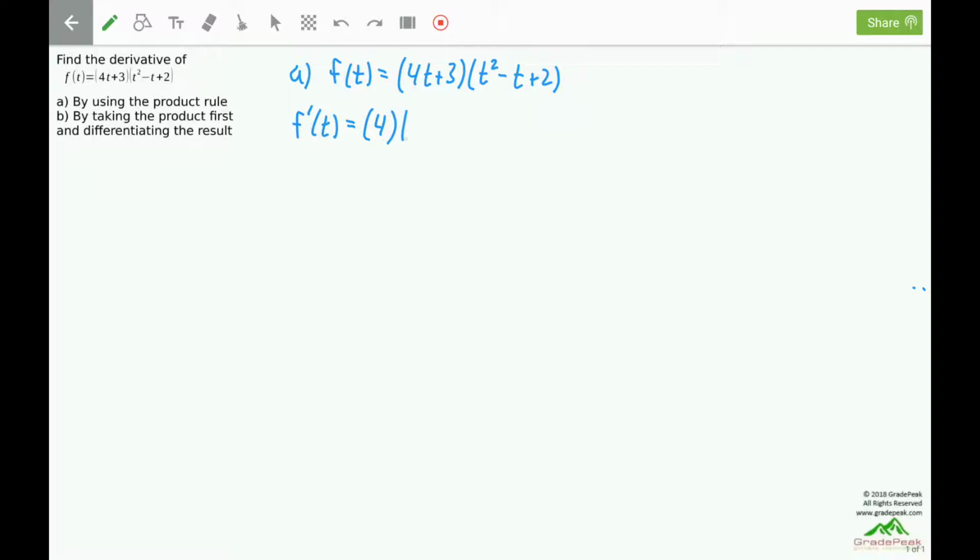Derivative of the first times the second left alone, write it down exactly as we see it, plus the first left alone, 4t plus 3, times the derivative of the second. The first term of the second, t squared, the derivative will be a power rule. Bring the 2 down to t to the 2 minus 1, which is t to the 1. The derivative of the second term, negative t, constant times t, will be the constant, negative 1. The derivative of the third term, a constant with no t, is a 0.